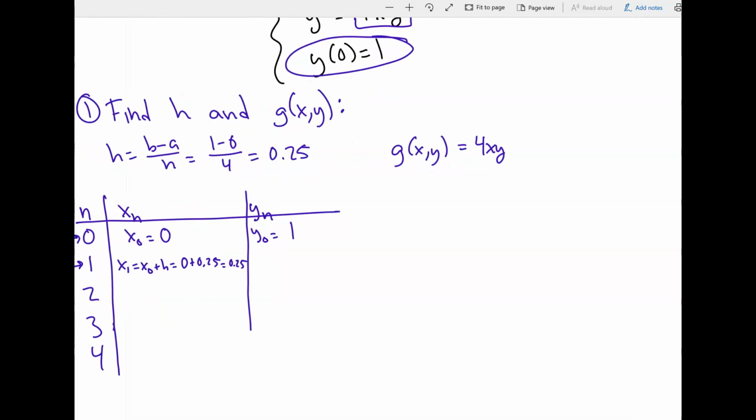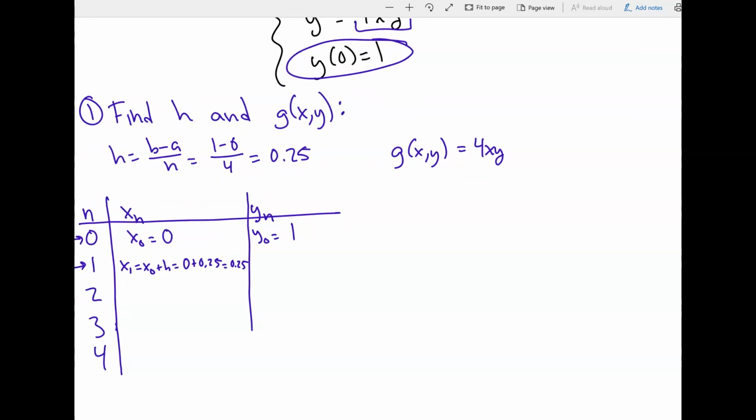Okay, so now I'm going to find my y1. The way that we find y1, I'm going to take y0 plus g of x0, y0 times h. So y0 is just equal to 1 plus g, that's just this guy. That thing is just 4 times x, which in this case is 0, my y is 1, and then multiplied by h. And h in this case is 0.25. So when I multiply this out, I'm going to get 1.